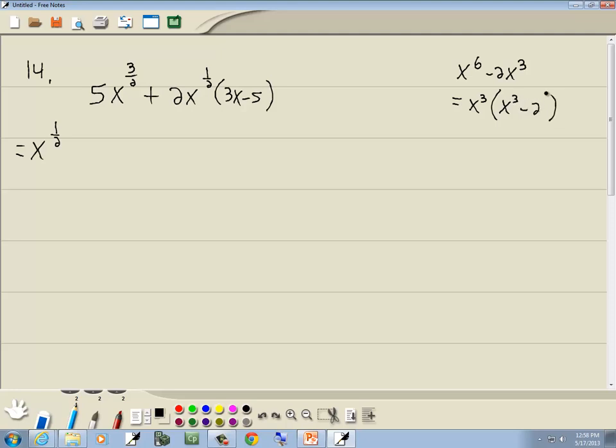Minus 2 here. If you think about what you did here, you subtracted the exponents. 6 minus 3 gave us 3. 3 minus 3 gave us 0, so we had x to the 0, so the x's disappeared. So that's what we're going to do when we factor this out. We'll subtract the exponents. So I got 5x. 3 halves minus 1 half gives us 2 halves. Plus 2, then that x to the 1/2 is gone, times 3x minus 5.